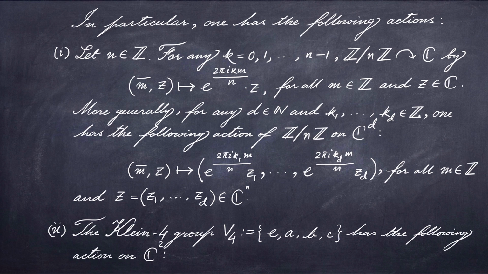So how is that done? We first fix any d number of integers, and then a tuple (z1, ..., zd) is being sent to this.